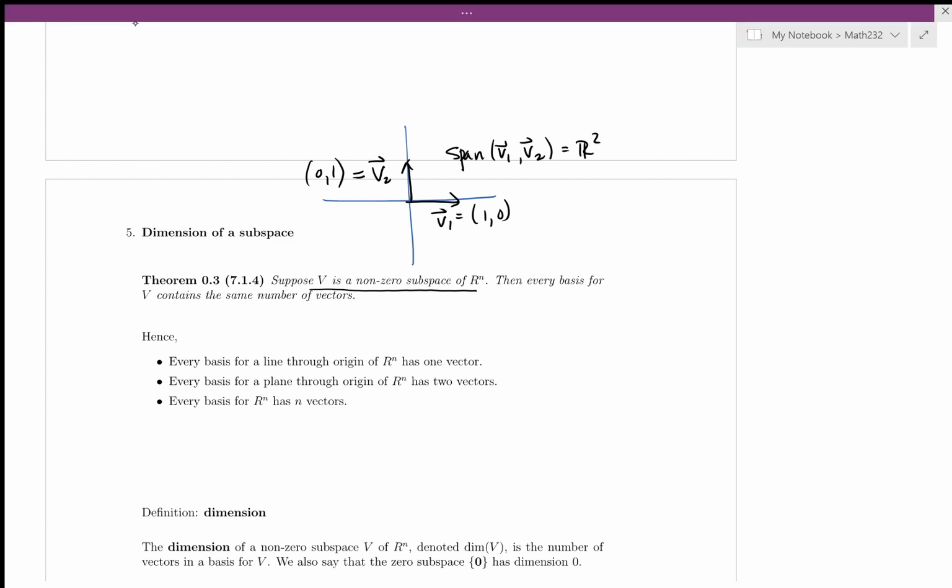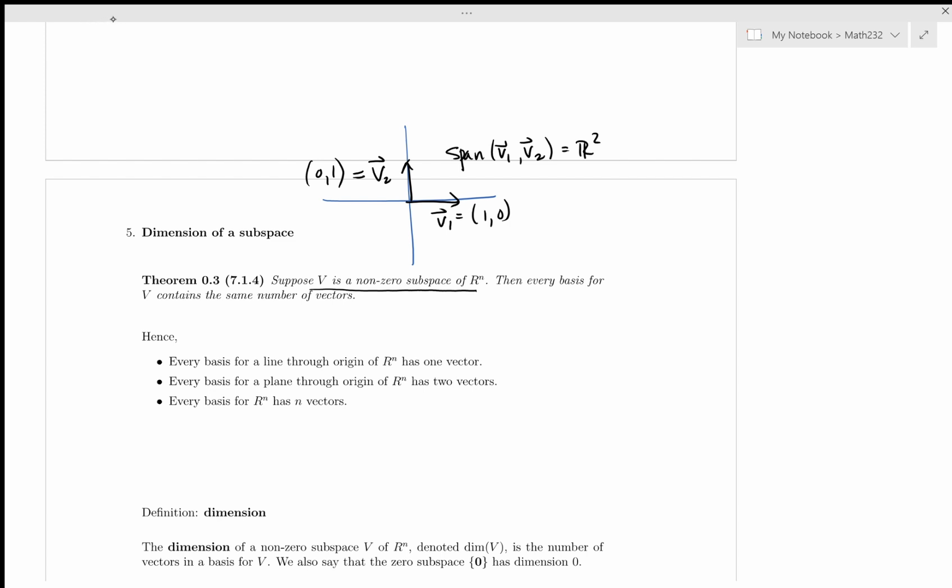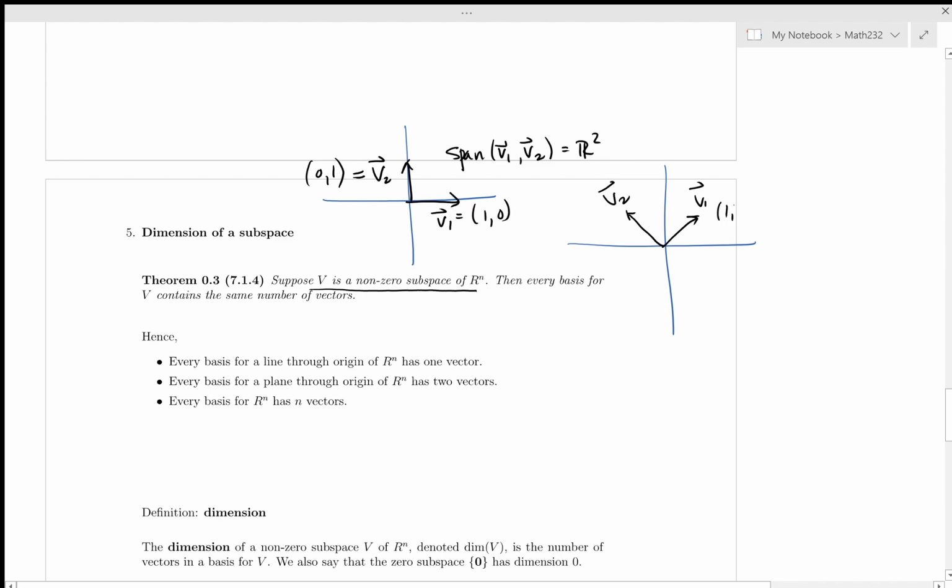Now, I can do the same thing with two other vectors. Here like this. I could take this vector here, V1, like that, and this vector here, V2, like that. And if I imagine all linear combinations of V1 and V2 here, you will see that also whatever these two vectors are, let's just say this is the vector 1, 1, and this is the vector -1, 1.